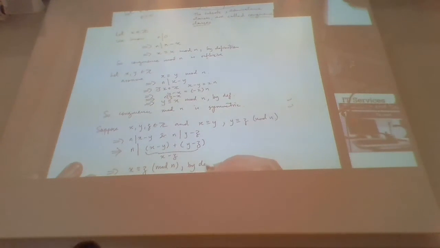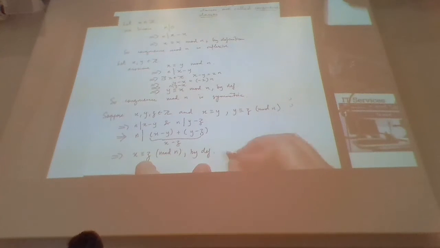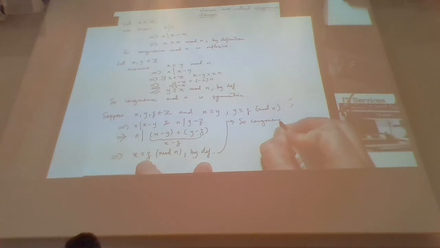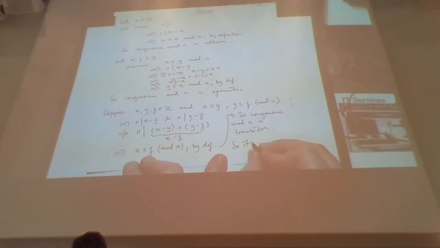Because that's exactly how we defined the relation of the congruence. First thing is congruent to the second thing if the difference, the first thing minus the second thing, is divisible by n. So x congruent to y congruent to z necessarily implies that x is congruent to z. Okay? So congruence mod n is transitive. So congruence mod n is an equivalence relation. That's correct.